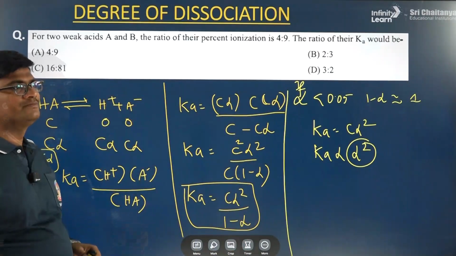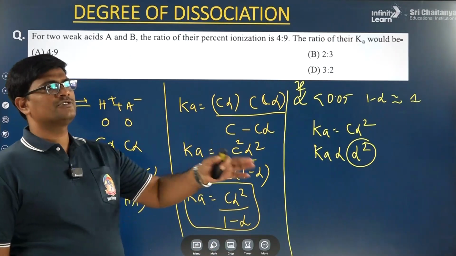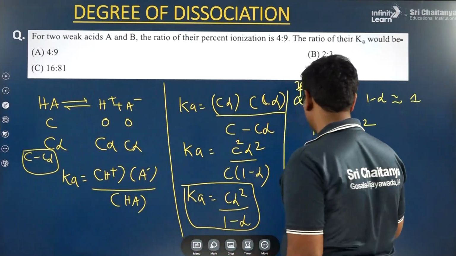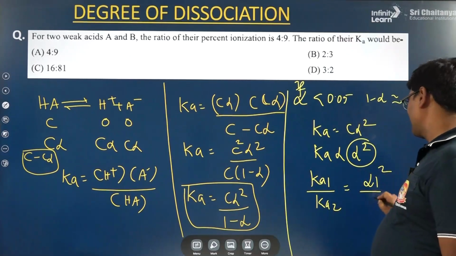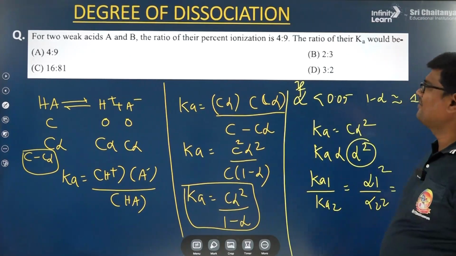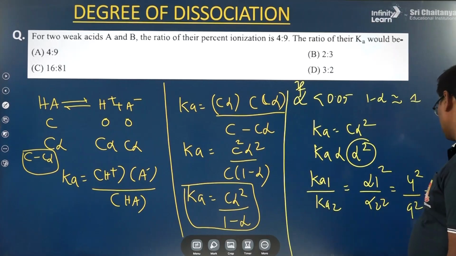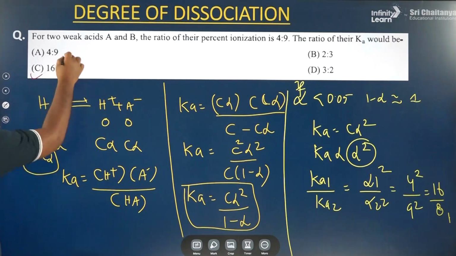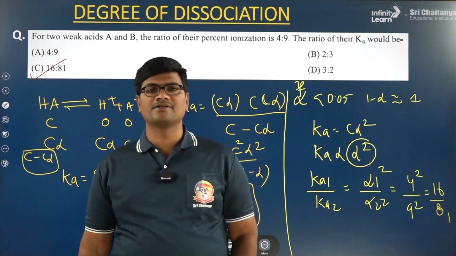For two weak acids A and B, the ratio of their percentage ionization or degree of dissociation is 4:9. Then the ratio of their Ka would be, by looking at it, we understand that Ka1 divided by Ka2 is equal to alpha 1 square divided by alpha 2 square. Now, what is alpha 1 by alpha 2? 4 by 9. Means this is 4 square divided by 9 square, that is 16 by 81, or 16:81. So, what is the right answer? That is 16:81. So, this is the problem related to degree of dissociation.